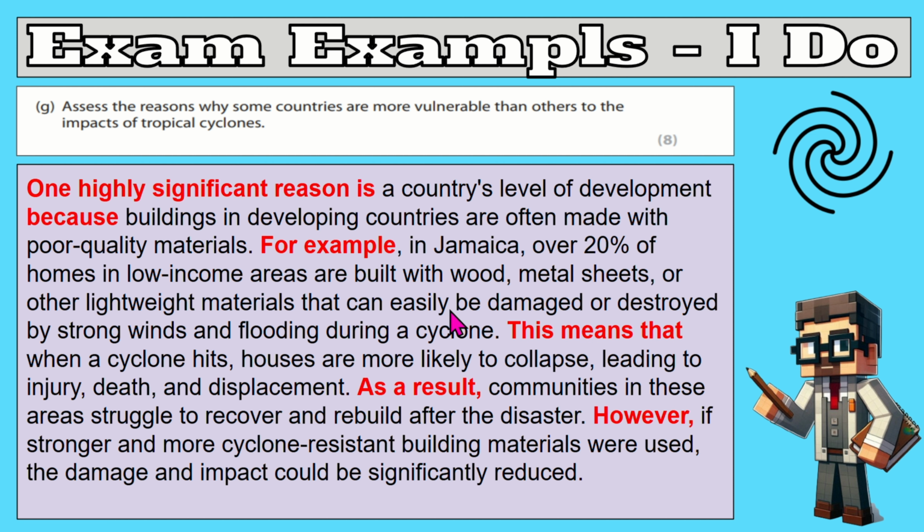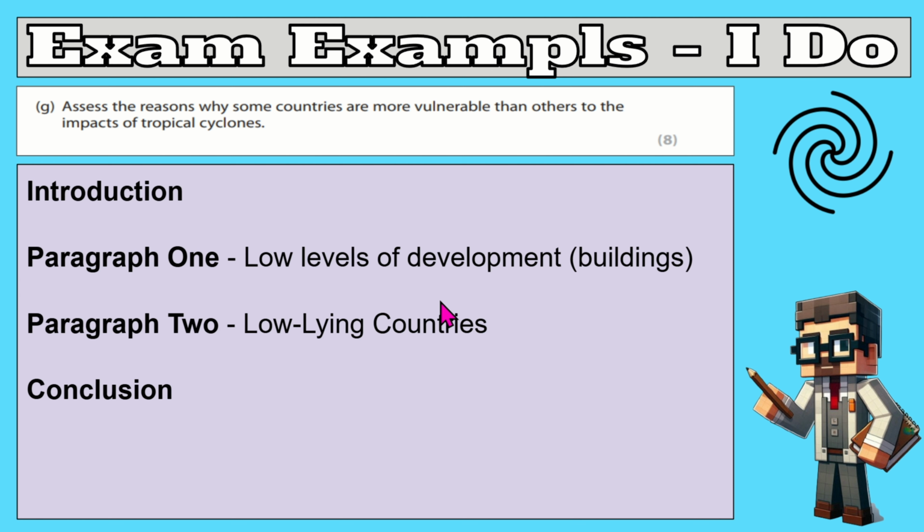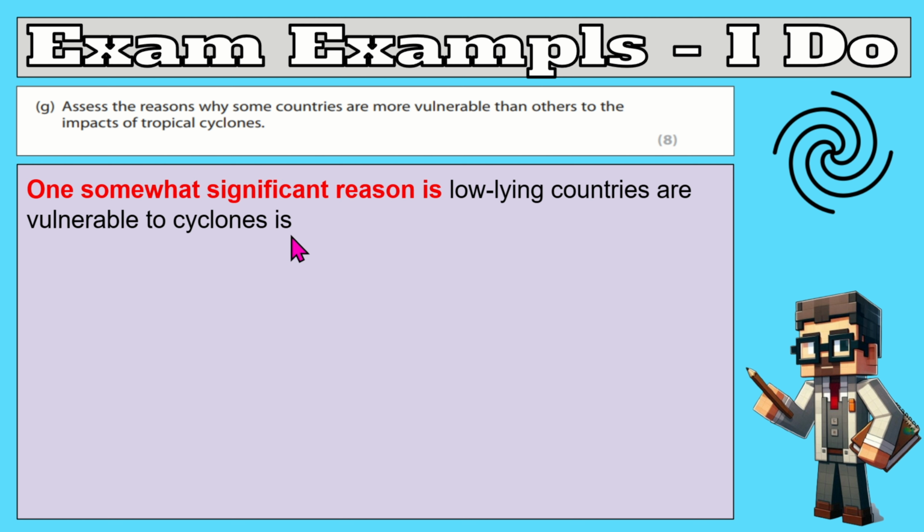Okay, that's the end of my first paragraph. So now I'm going to jump into the second one. Again, if I'm going quickly, I'm sorry. Maybe slow down the YouTube speed. Paragraph 2, low-lying countries. So low-lying means close to sea level. All right. So this is something I think is also significant, but different. So set a new paragraph, a line break and a new paragraph.